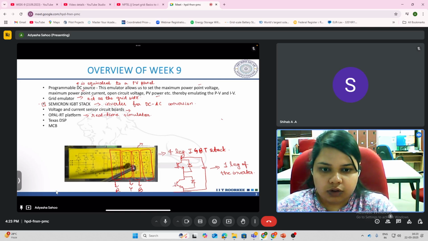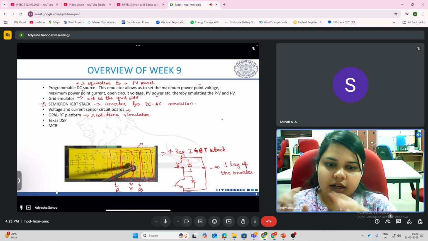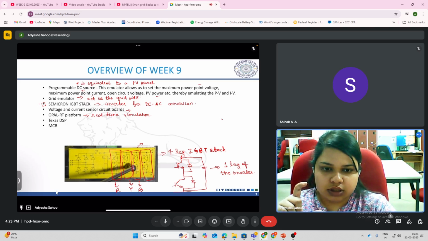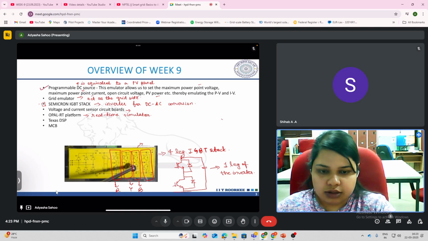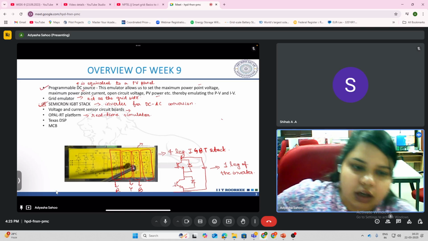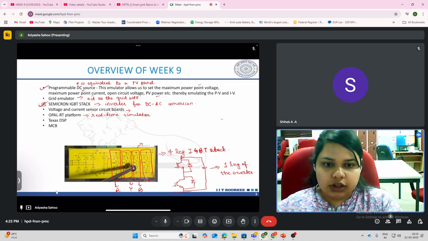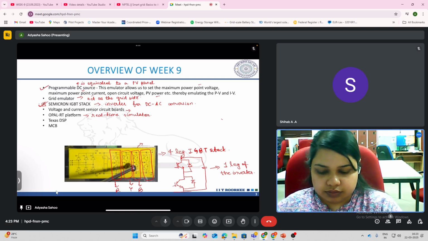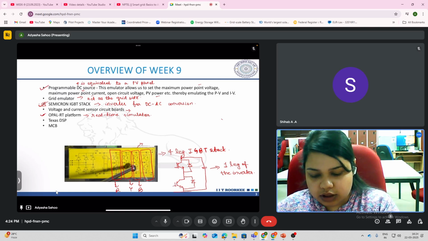In MATLAB, you will have a PV panel block there and you connect it. Instead of the PV panel in the software, we are using a physical hardware component, which is this programmable DC source. Then instead of the converters in the software, you are using the actual physical Semikron IGBT stacks. So basically, we are using hardware components in the actual world, and the OPAL-RT platform here.